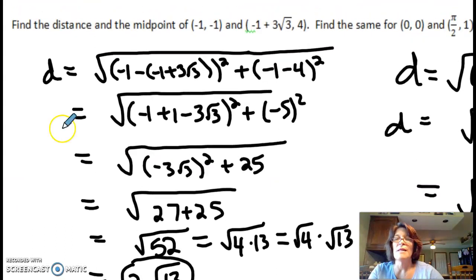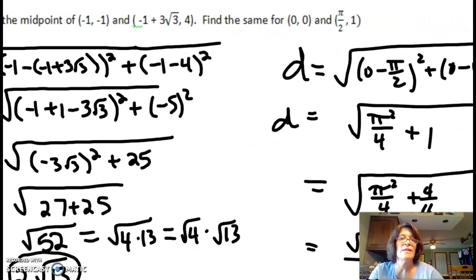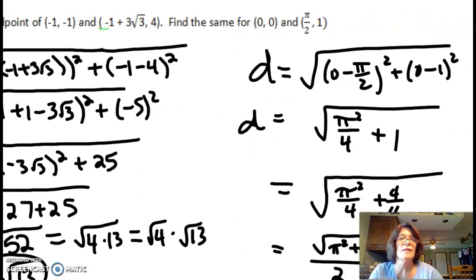All right. Now, let's do the other side. We want to take and find the distance between 0, 0 and pi over 2, 1. So I'm going to subtract the x's. 0 minus pi over 2 is negative pi over 2. And when I square that, I get pi squared over 4. 0 minus 1 is -1. When I square that, I get 1.